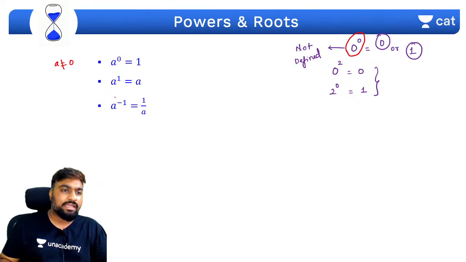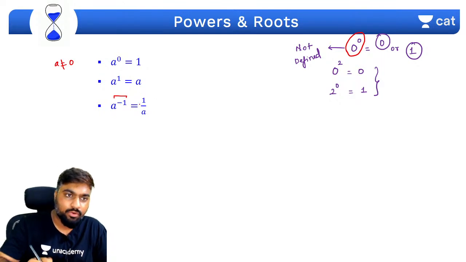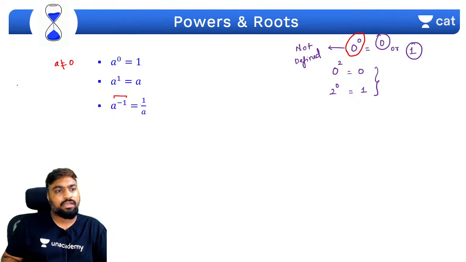Well, this works for any real number. Any number raised to the negative power of 1 is its reciprocal. So do not get confused when you have negative powers. When you have negative power, then you basically take the reciprocal.